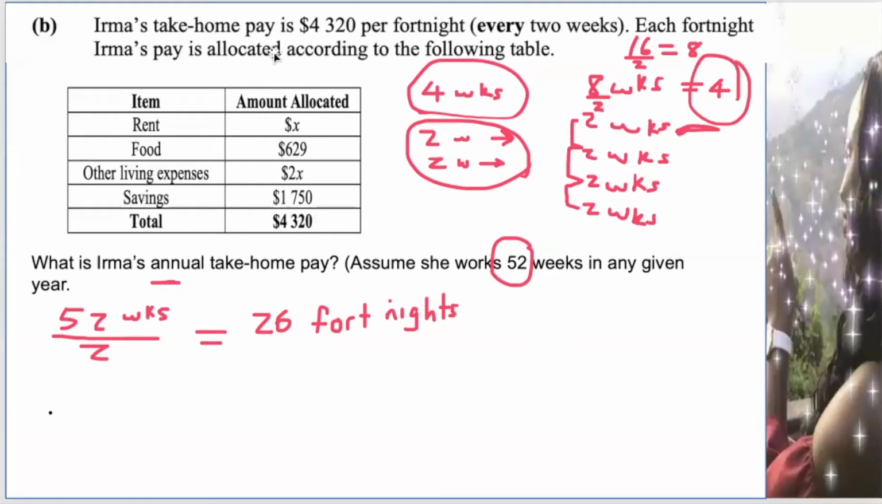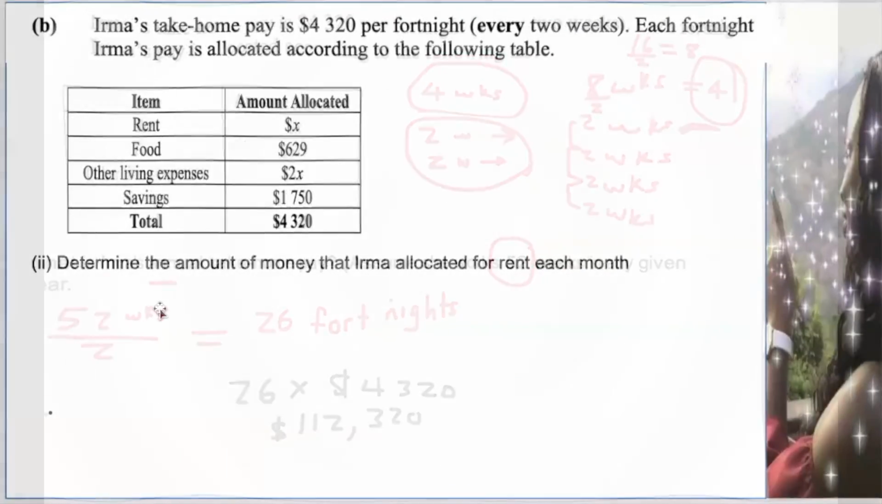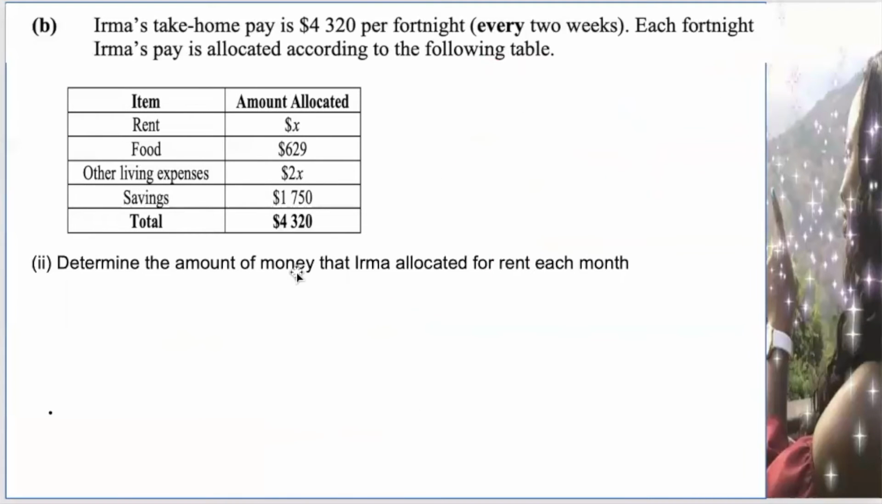So to find out the take-home amount, I will say 26 times $4,320. And when you multiply that, the amount that you're carrying home is $112,020. Next question, determine the amount of money that are allocated for rent each month. So what are we going to do?